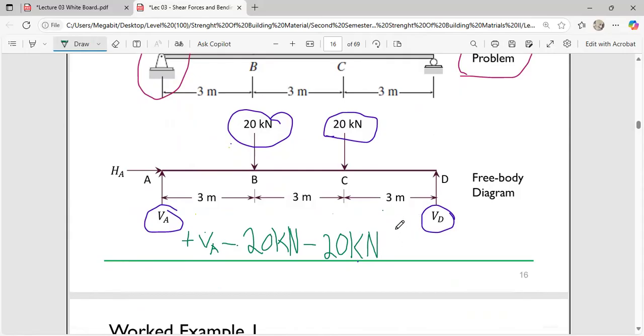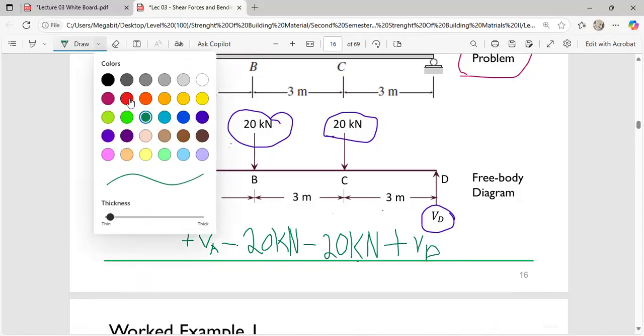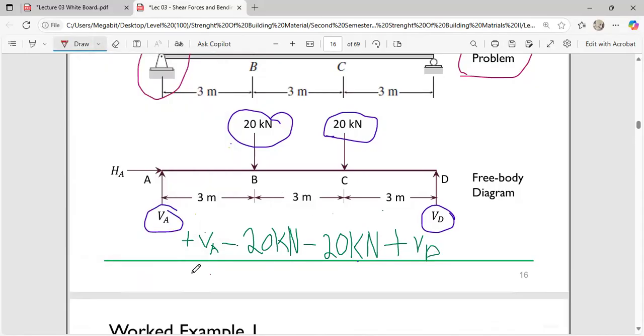Okay, plus VD, because VD is also moving upwards. So from there, what do we do? We only simplify. We know that our VA is 20, minus what? 20. Okay, minus another 20, plus what? VD is also 20. So at the end of the day, you're going to get what? 0. If you don't get 0, it means whatever you were doing is wrong.